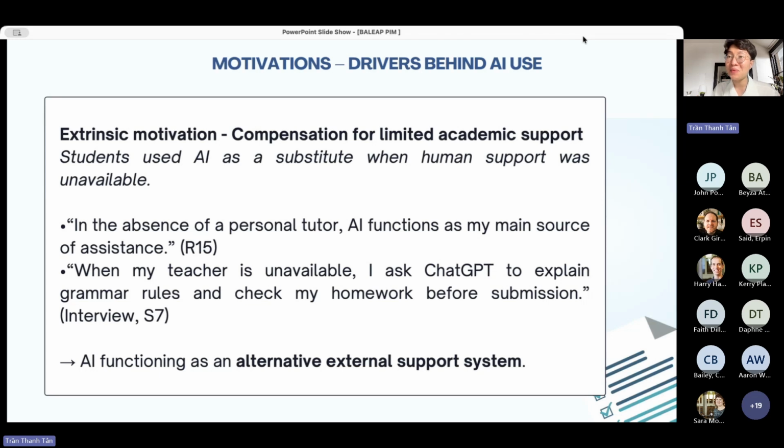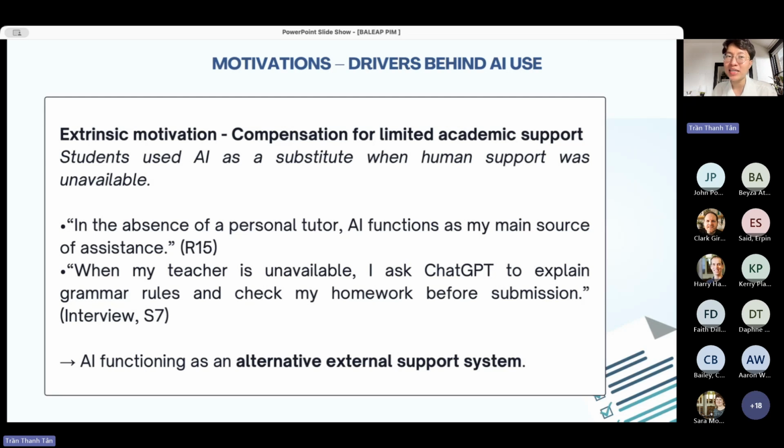In reflection 15, the student shared that in the absence of a personal tutor, "I function as my main source of assistance." And interviewee number 7 shared that "when my teacher is unavailable, I ask ChatGPT to explain the grammar rules." So this somehow resonates with their friends, right? They do not have teacher support promptly there, so they use AI. And at this time, AI functioned as an alternative external support system.